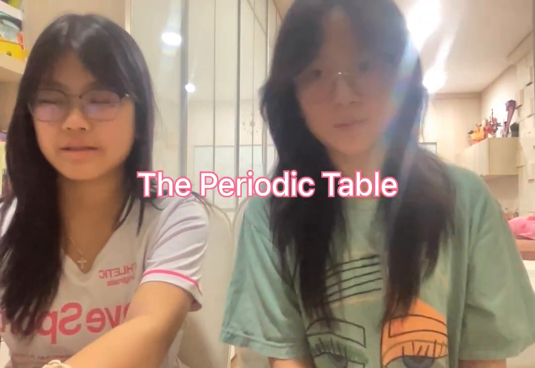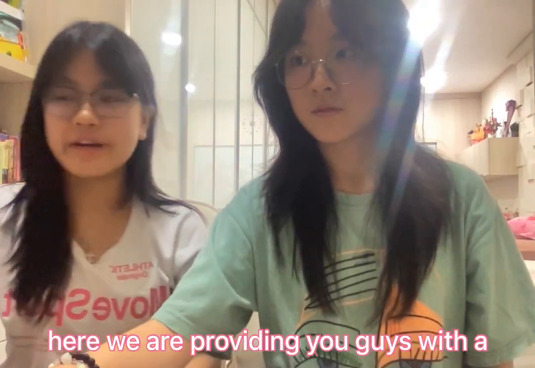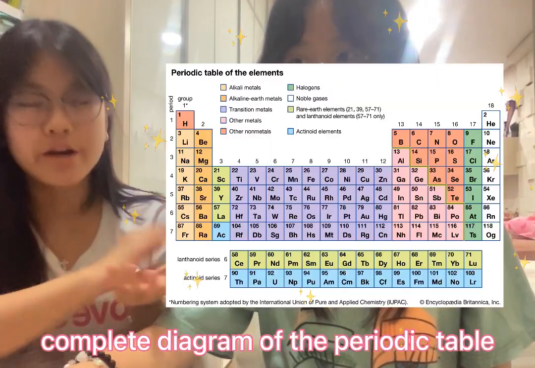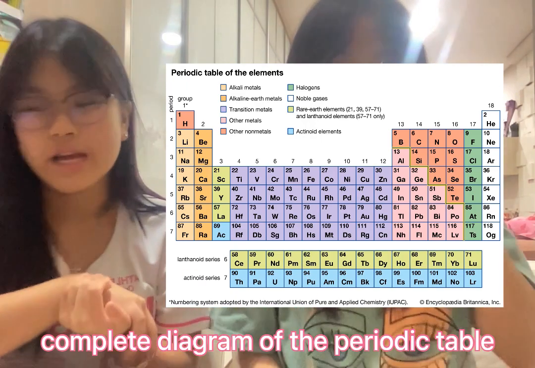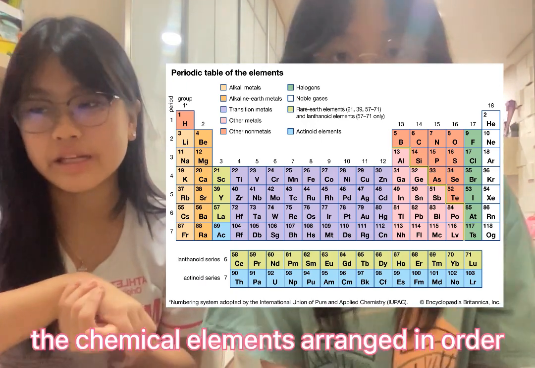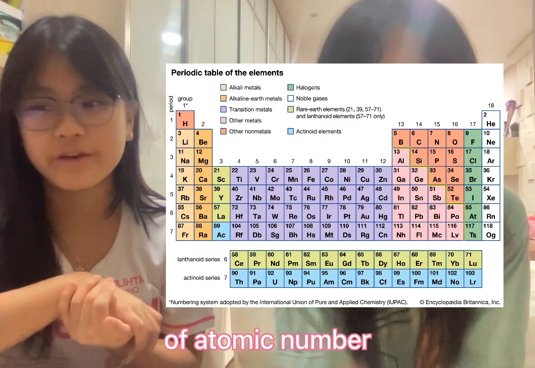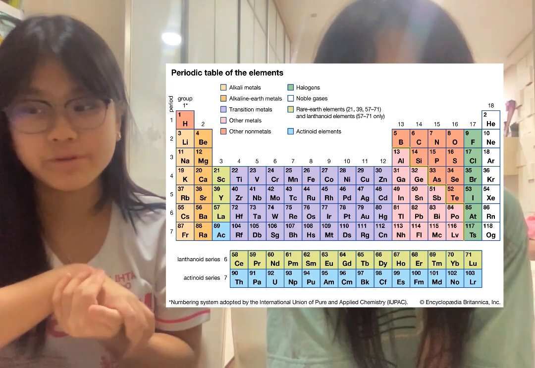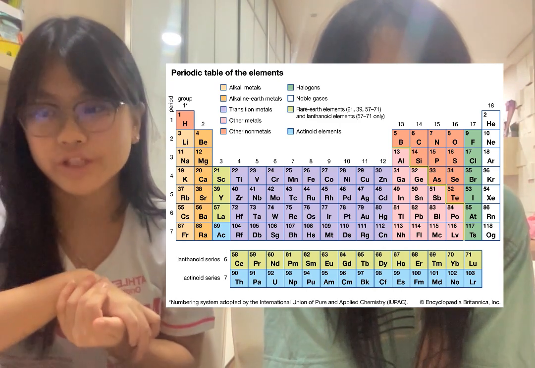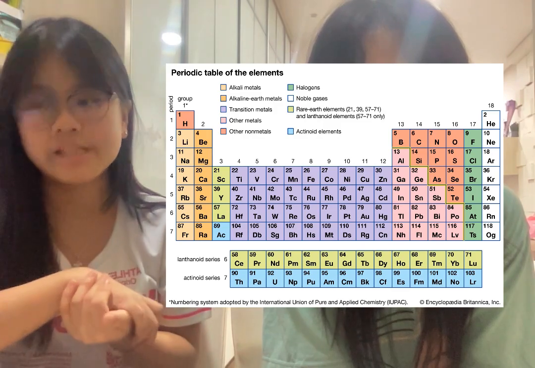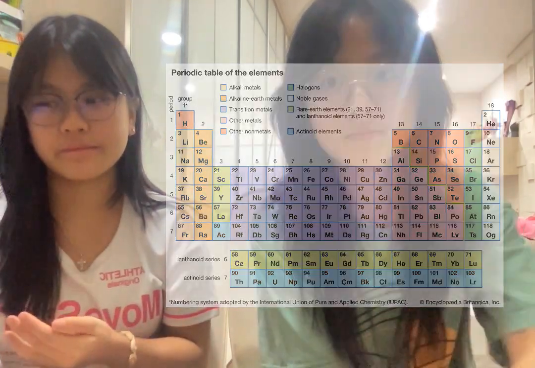So today, me and Mandy are going to introduce you guys to the periodic table, and we don't want to keep you waiting, so let's get started. Here we are providing you guys with a diagram of the complete periodic table. A periodic table is basically the chemical elements arranged in order of atomic number, usually in rows, so the elements with similar atomic structure and hence similar chemical properties appear in vertical columns.